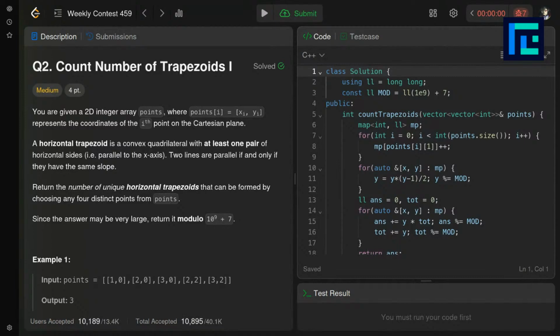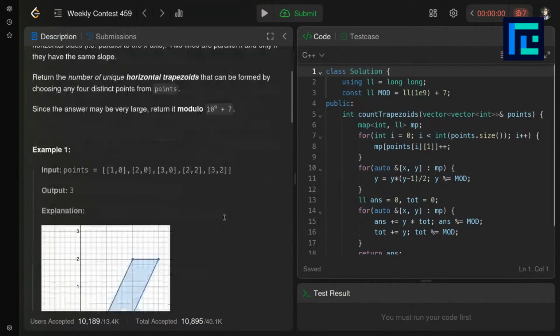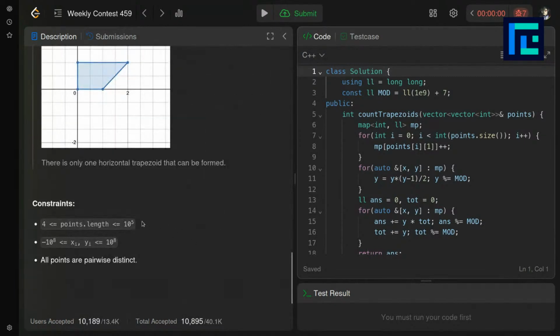Since the answer may be very large, return it modulo 10 to the power 9 plus 7. What are the constraints? The total number of points can be at most 10 to the power 5. So n can be at most 10 to the power 5. And the coordinates of the points can be anywhere between negative 10 to the power 8 to 10 to the power 8. And all the points are distinct points.